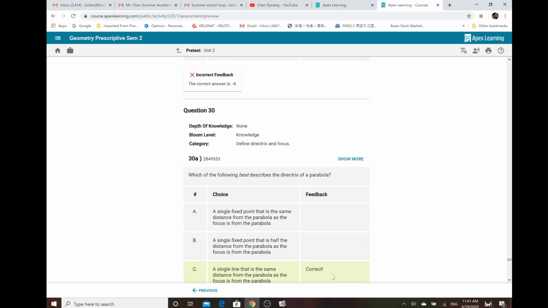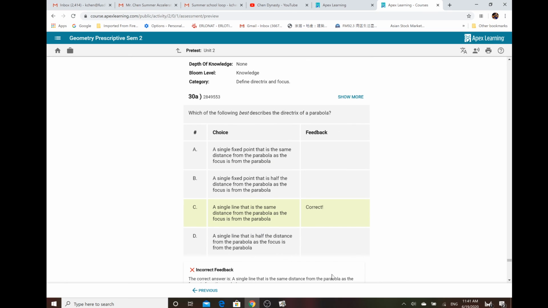Okay, so now let's move down to question 30. Which of the following best describes the directrix of the parabola? The directrix of a parabola is a single line that is the same distance from the parabola as the focus is from the parabola. That's what I showed you earlier. So that one is just like a bottom base line, like a balanced beam of a parabola.